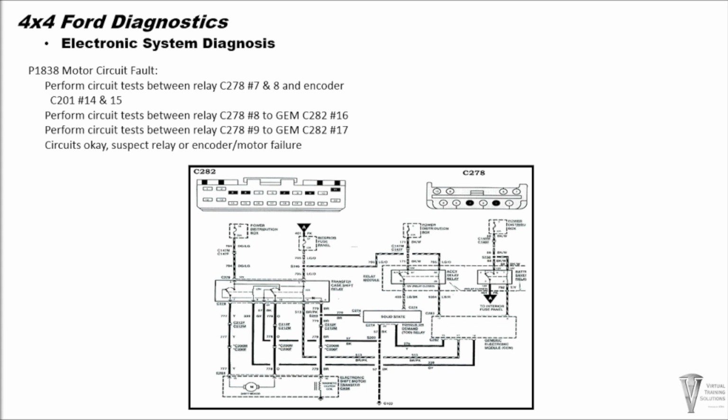P1838 is a motor circuit fault. This indicates that the GEM module has encountered a circuit problem in the motor circuit. Check the harness, wiring, and connections to the encoder motor. Connections and encoder motor failures are the most common cause for this code.